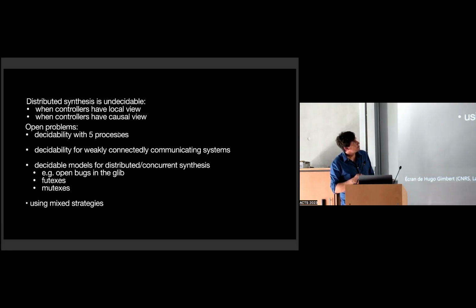Still, we need decidable models for distributed concurrent synthesis. For example, there are real-world problems like bugs in the glibc. We probably need to develop models that are closer to what people do when they program with concurrency. It's not easy to do. There are many works that I did not cite about that.